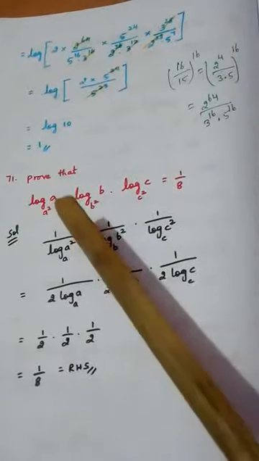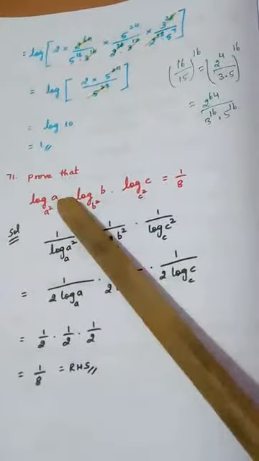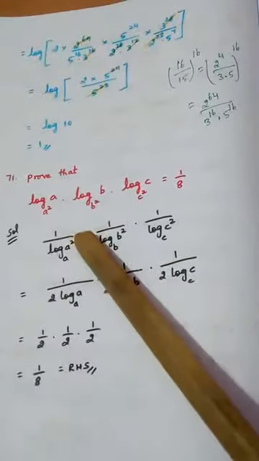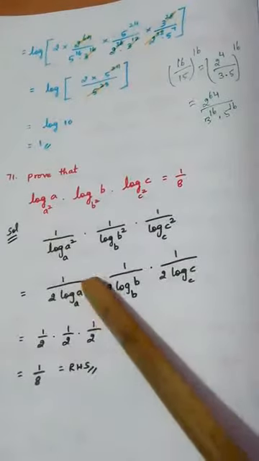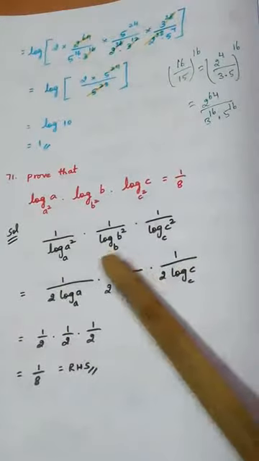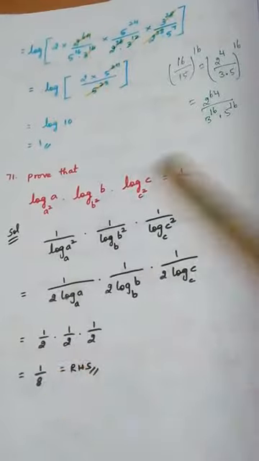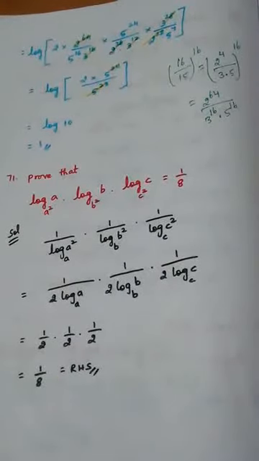We need to prove this. In the first step, we are bringing all the 3 terms to the denominator so that these 2 will get interchanged. Apply the power rule: 2 comes before, 2 comes before, 2 comes before, right? Log a base a, the answer is 1, 1, 1. So 1 by 2, 1 by 2, 1 by 2 alone stays. When we multiply, the answer is 1 by 8, which we have proved. So try this simple sum and try to understand. Going for the next sum.